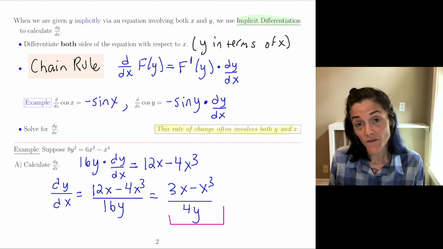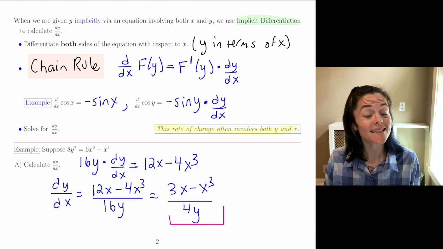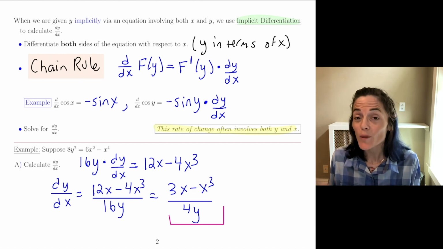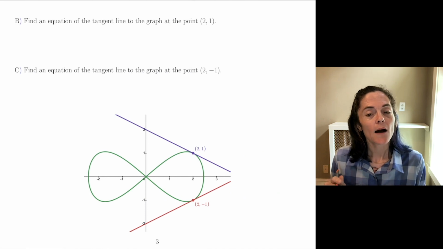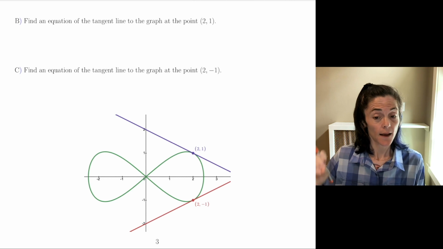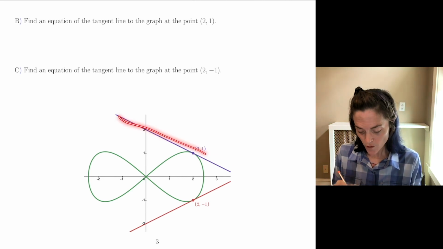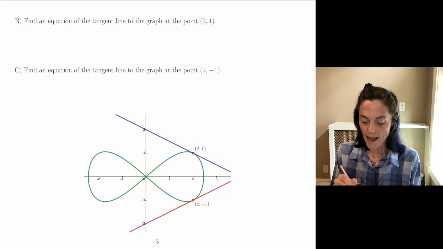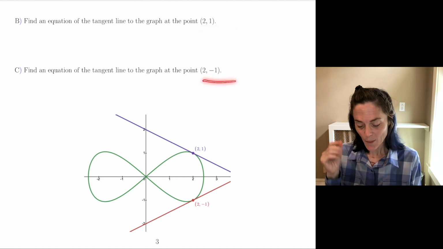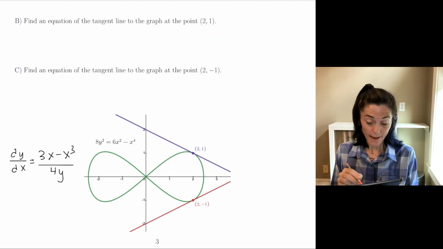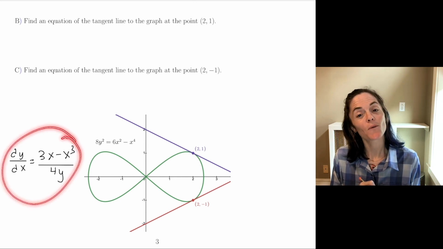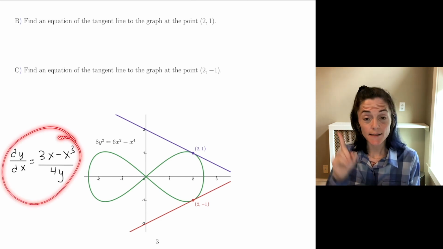This is the rate of change of y with respect to x. And we can see in this very first example, it involves both x and y. Okay, that was letter A. Now, we see the picture, we will find the equation of the tangent line. And in fact, I have both of these tangent lines graphed at the point (2, 1) and at the point (2, -1). So what I have recopied is our rate of change of y with respect to x.